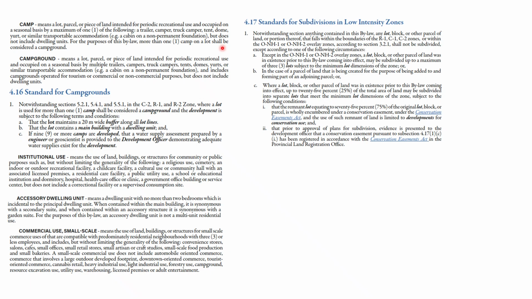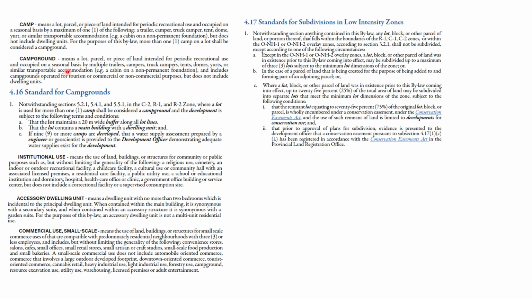For the purpose of this bylaw, more than one camp on a lot shall be considered a campground. A campground is a lot, parcel, or piece of land intended for periodic recreational use and occupied on a seasonal basis by multiple trailers, campers, truck campers, tents, etc., and includes campgrounds operated for tourism or commercial or non-commercial purposes, but does not include dwelling units. Now, once you have a campground, there are various standards that apply.